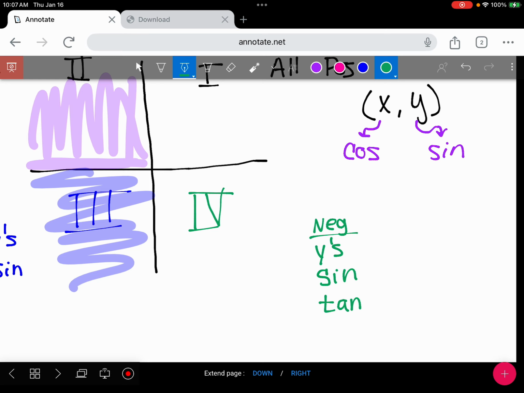Sine goes with cosecant. So if sine is negative, cosecant is negative. If cosine is negative, secant would be negative. So sine and cosecant go together. Cosine and secant go together. Tangent and cotangent go together. So whatever the signs are, they're going to match up, because remember, they're just reciprocals of each other.